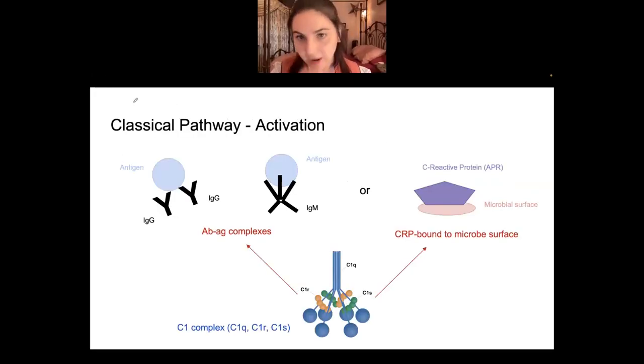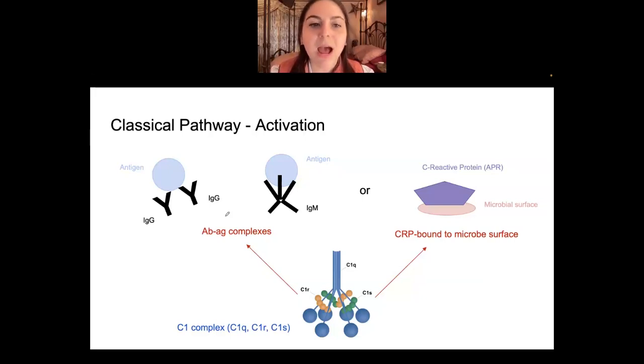All right, so here's the classical pathway activation. Remember we talked about 2 plus molecules of IgG or 1 molecule of IgM activates it. Those are your antigen antibody complexes. Or, as I just mentioned, CRP can also bind to the microbe surface, and then that can stimulate it. How this activates the classical pathway is there's something known as C1, which is a complex of a bunch of different C1 proteins. So there's C1q, C1r, and C1s. And it basically looks like a bouquet of daffodils. That's how you might hear it described, a bouquet of daffodils.